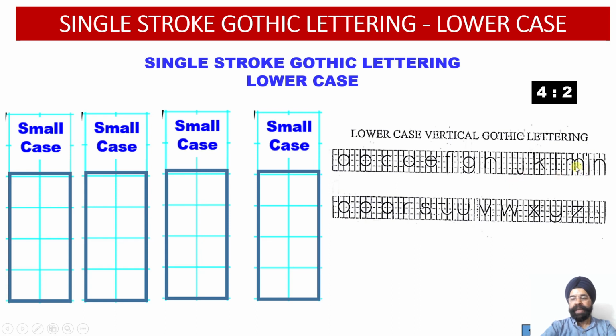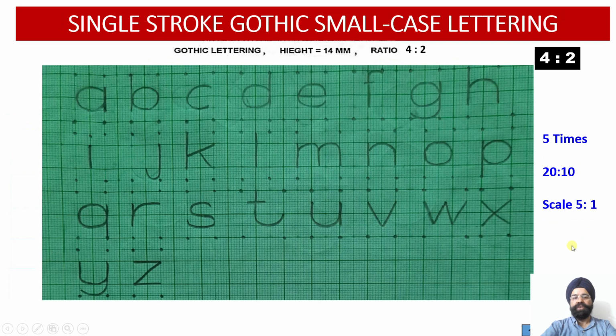Similarly for M as well as for W, the ratio is not 4 is to 2. The ratio becomes one block higher in width, so the ratio becomes 4 is to 3. Rest all the characters will be written in the ratio 4 is to 2. So just see, this is how we have written all those alphabets, and once again a smaller block of 5 is to 5 we have taken as one block.